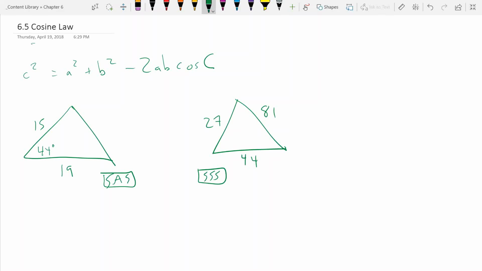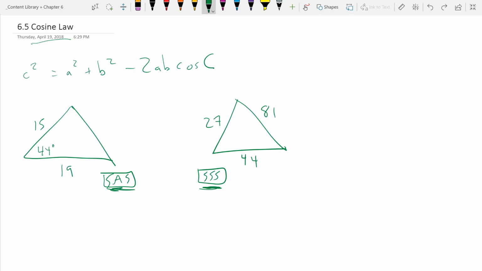Right now we're going to be looking at the cosine law. Last time we talked about the sine law, which is one of the ways you can solve triangles. However, there's some triangles, like this type of triangle and this type of triangle, which you can't use sine law for. If we look, we don't have any matching opposites. We don't have any angle side pairs.